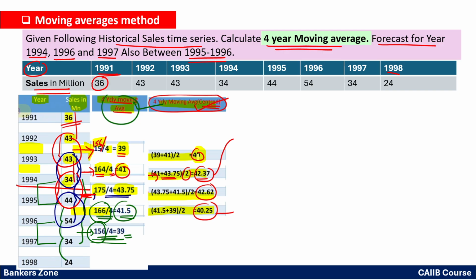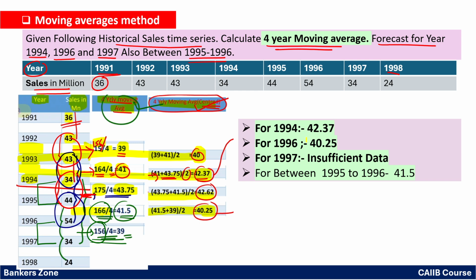Once you get 40, 40 will represent the value for 93. 42.37 will represent the middle value, that is 94, and 40.25 will represent 96. So in that way you have to solve it in the examination.